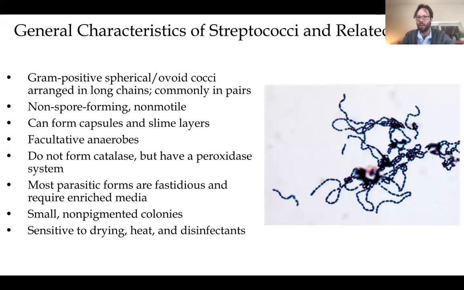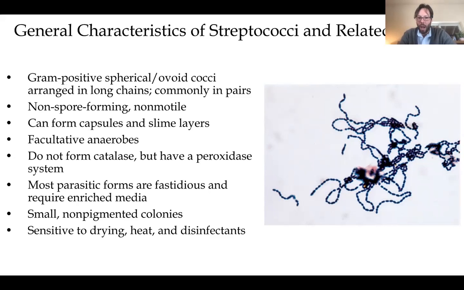What is a pair? When there's just two cocci cells stuck together, what do we call that? Dicocci? Close. Diplococci. They are non-spore forming and non-motile. So again, these also don't have flagella, right? Because they're these long chains, it would be too difficult for them to all move in a coordinated fashion.